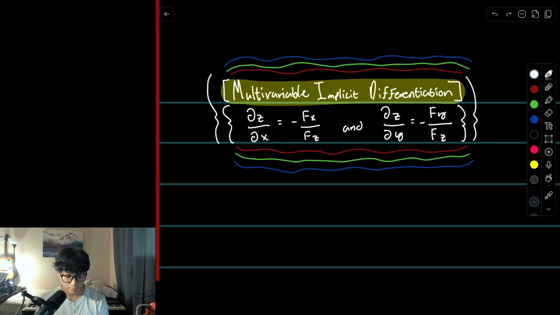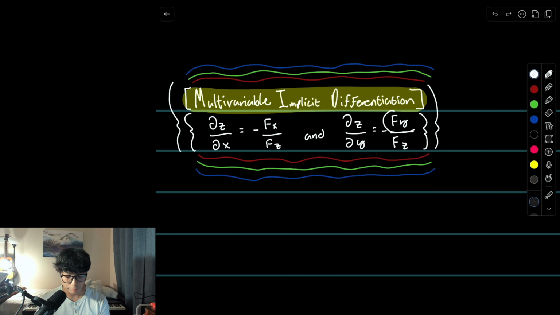Same goes with respect to y, where if we find the del z over del y, all we do is take the partial derivative with respect to y and divide it by the partial derivative with respect to z. And then we multiply by -1, hence the negative.